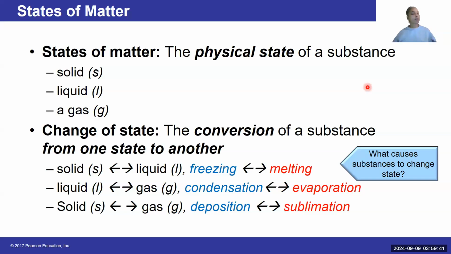So there are 3 main states of matter that we're going to discuss in this class, and they are solids, liquids, and gases. And when we change state, it is when a substance converts from one state of matter to another.